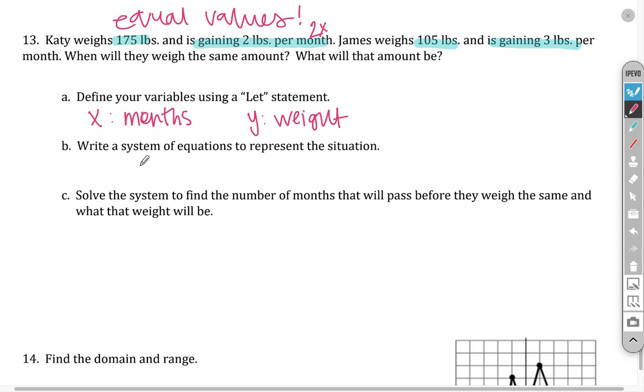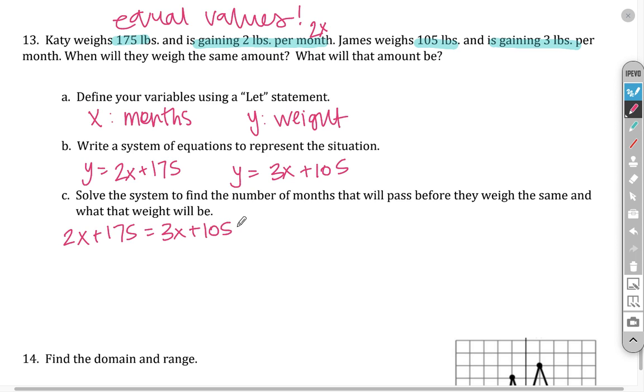All right, it says write a system of equations. So let's write Katie's equation. So we're going to have y equals, she's gaining 2 pounds a month. That's going to be 2x. And she started off at 175, so plus 175. And then James is going to be gaining 3 pounds a month. So that's 3x. And he started off at 105. So that's plus 105. So it says solve the system of equations, right? So let's do that by setting these equal to each other. So we have 2x plus 175 equals 3x plus 105.